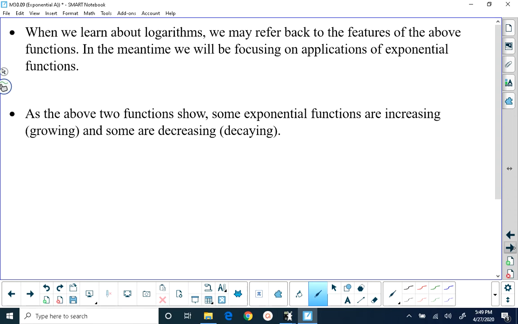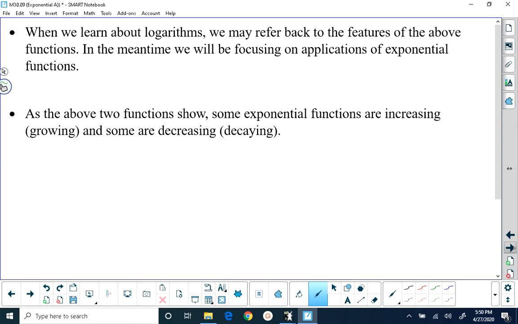In terms of the mathematical properties of the graph, like domain and range and asymptotes and all that, I'm really not too concerned about that right now. We're going to need to refer back to these graphs later on when we learn about something called logarithms.